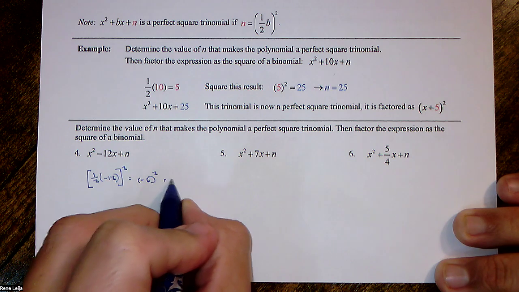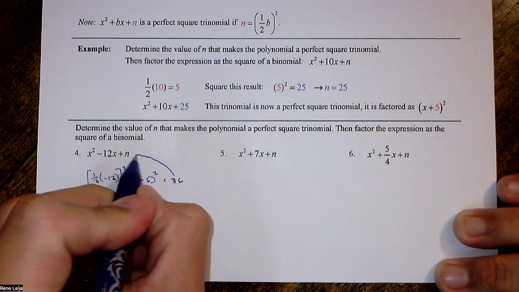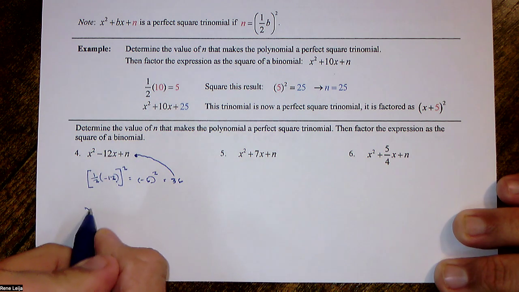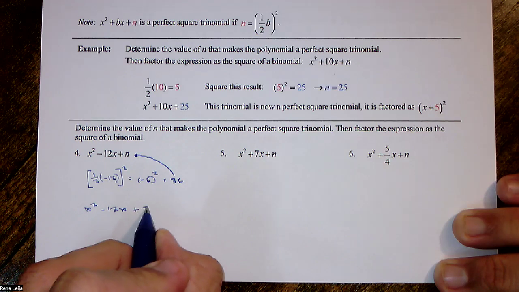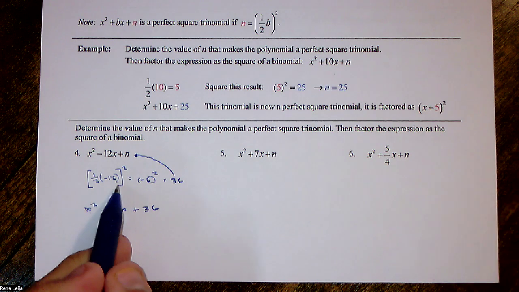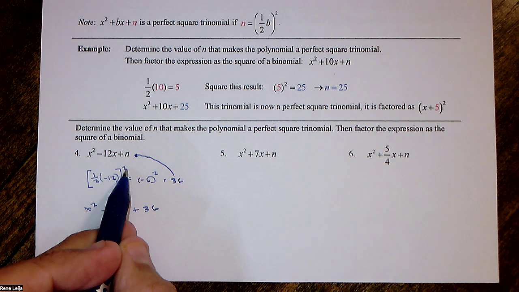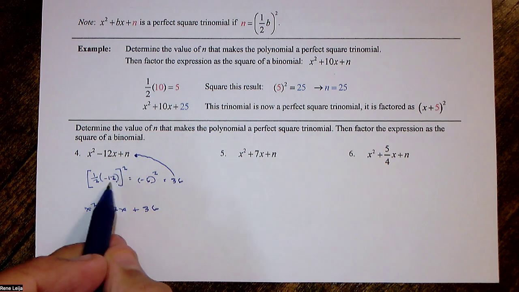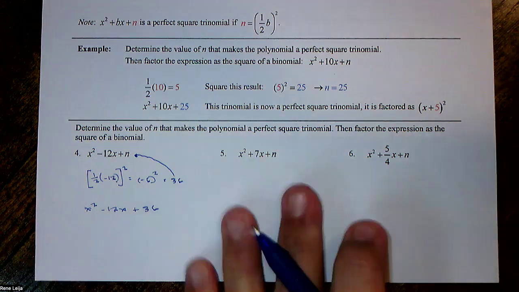I square it to get 36. So 36 is the n. So that means we have x squared minus 12x plus 36. Okay. Now think about this for a second. When you take half of whatever that number is and you square it, well, if I'm going to square a number, whether it's positive or negative, it's always going to come back positive, right?